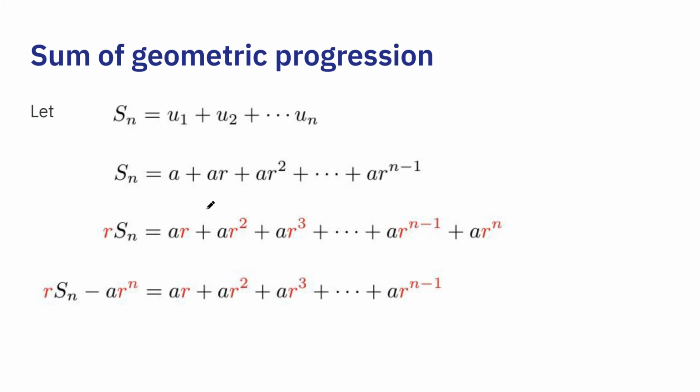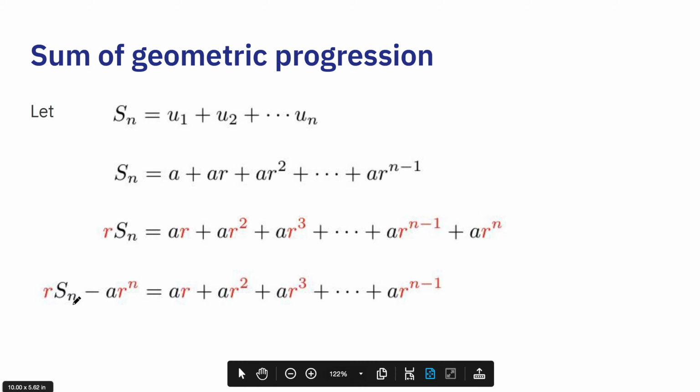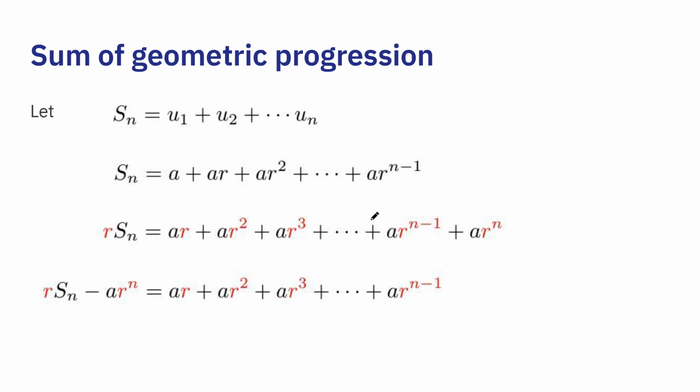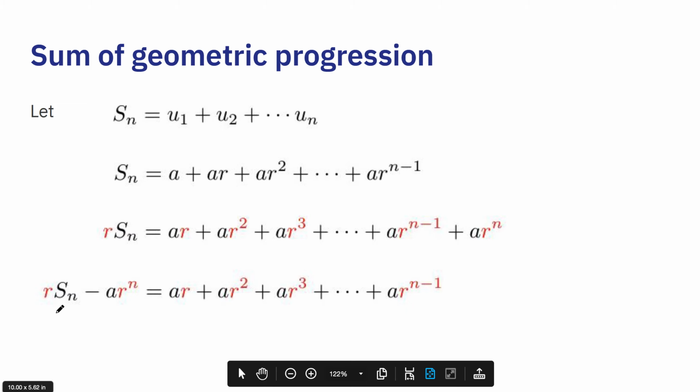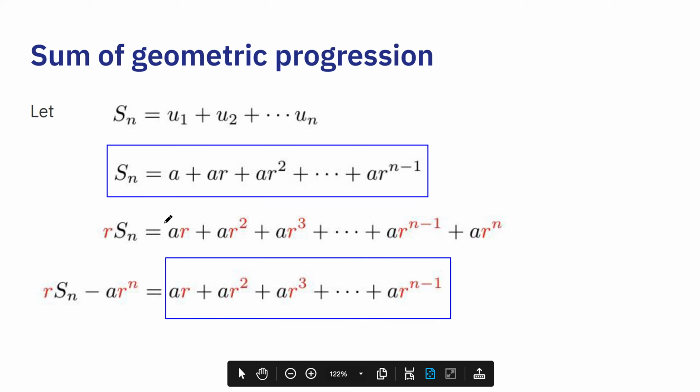So we get r Sn minus, okay, sorry, this is just moving ar to the power of n over to the left first. r Sn minus ar to the power of n equals ar plus all the way here. So we're just moving this over first.